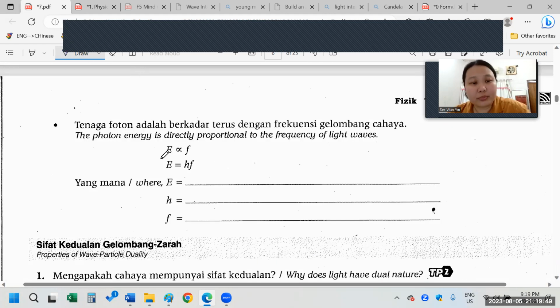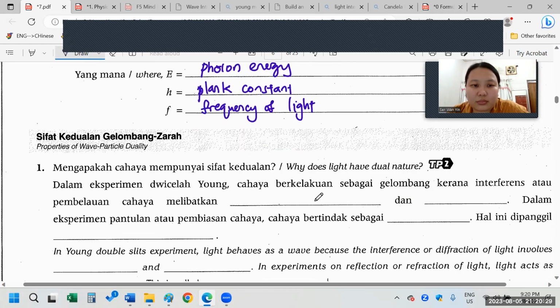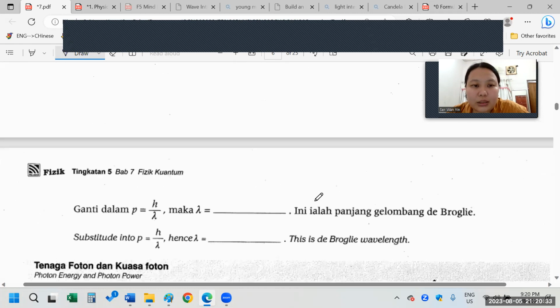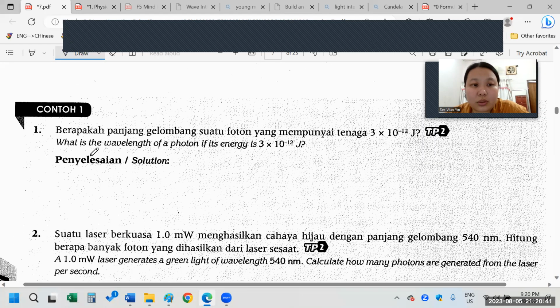So let's solve one problem. Okay, so now what is E? Chun Fai. Photon energy, right? h is Planck constant. f is frequency of light. Okay, then, for example, we get E equals hf.